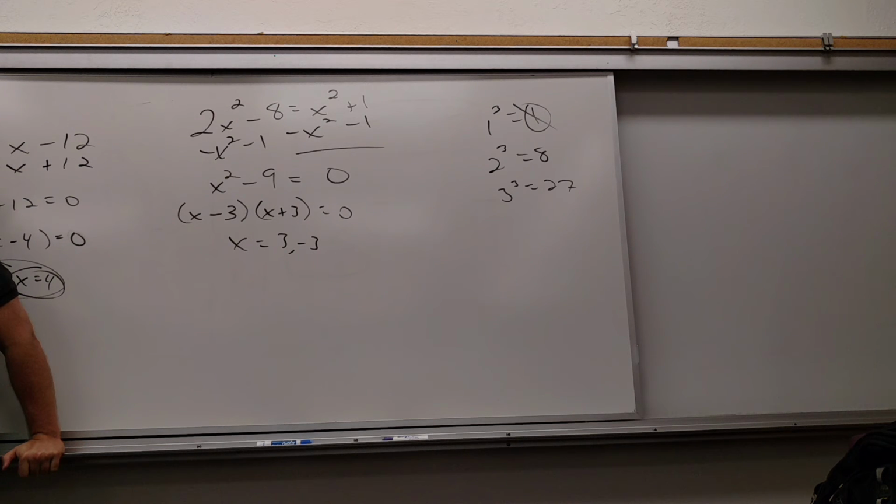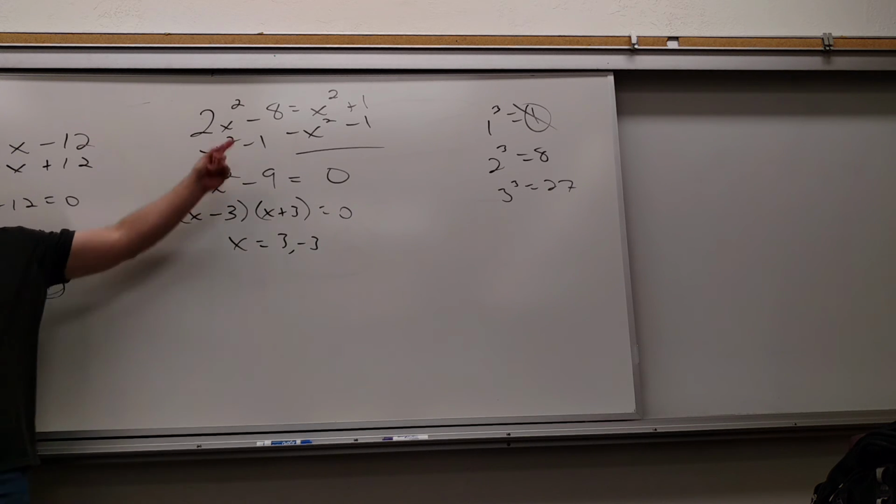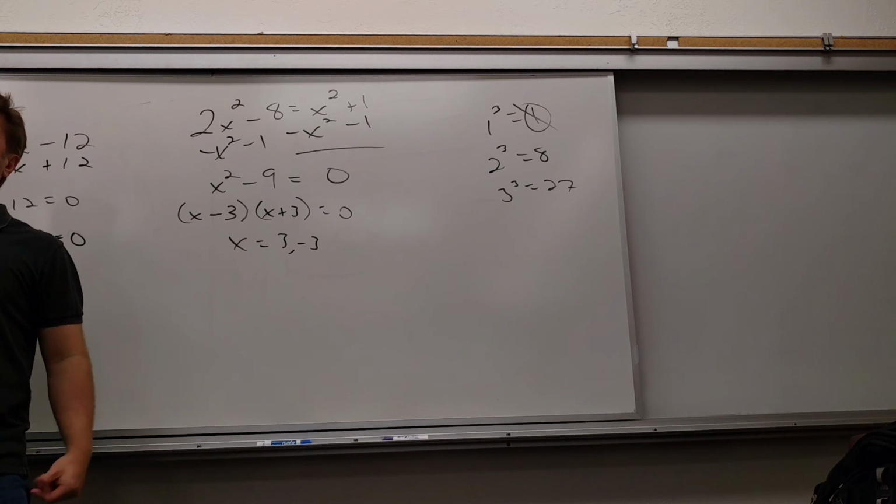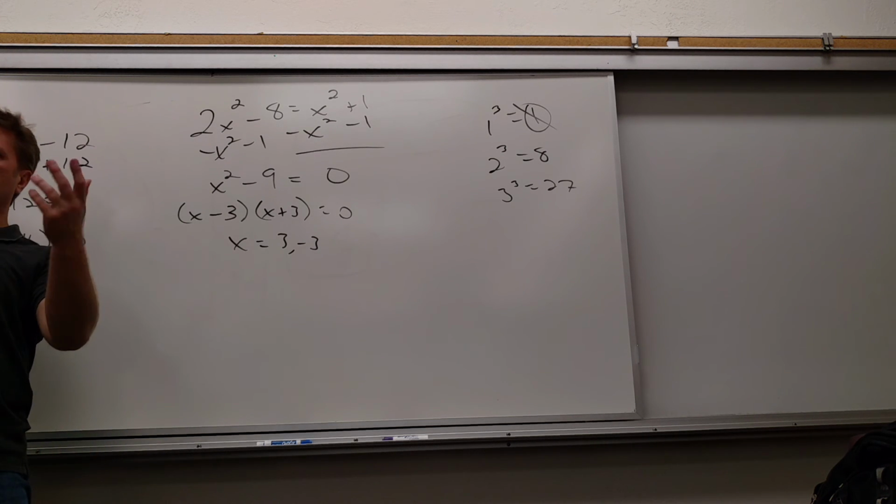So how come we were able to move the x squared plus 1 over to this side? Because you're doing the same thing to both sides. As long as you do the same thing to both sides, it's legal, except multiply or divide by 0.